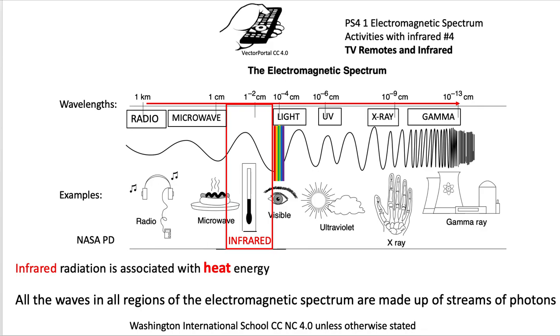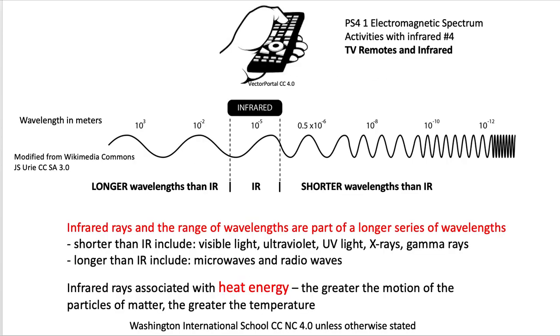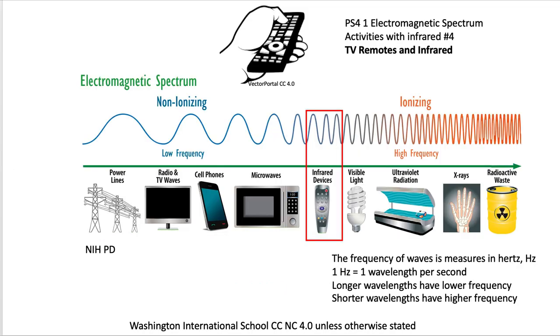On this one, you've got the wavelengths in kilometers, centimeters, and going down to 10 to the negative 13 centimeters for gamma rays, and some diagrams there of examples. And a more straightforward one here, just to remind you that infrared is part of the electromagnetic spectrum. And some more diagrams of items here with those particular wavelengths. And the frequency of waves can be measured in hertz, and 1 hertz is 1 wavelength per second.